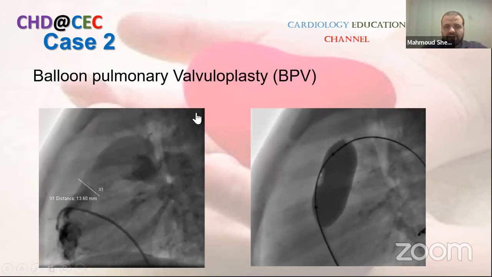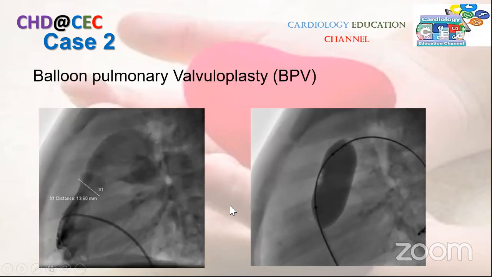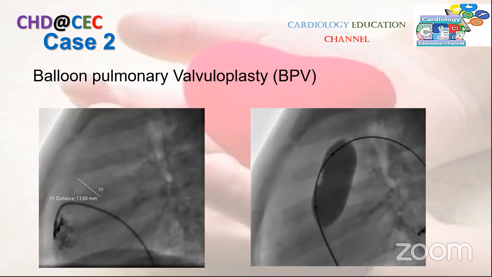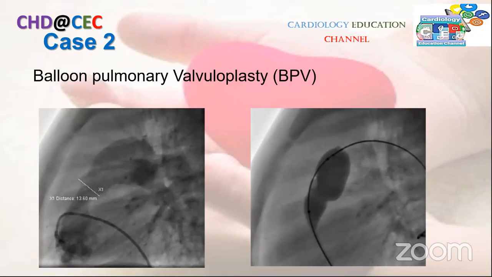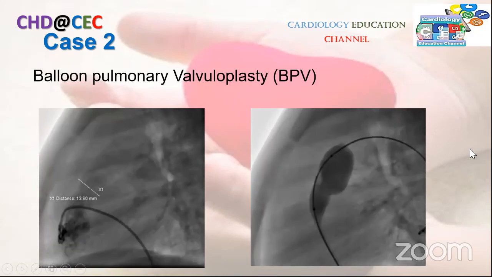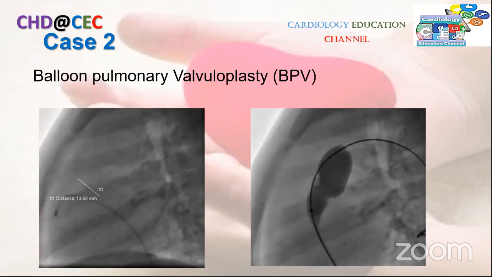This is a straightforward case. After the angiography, we choose the size. May I have another question? You mentioned some of the complications while talking about the balloons. What are the most common complications we usually face while doing balloon dilatation of the pulmonary valve?